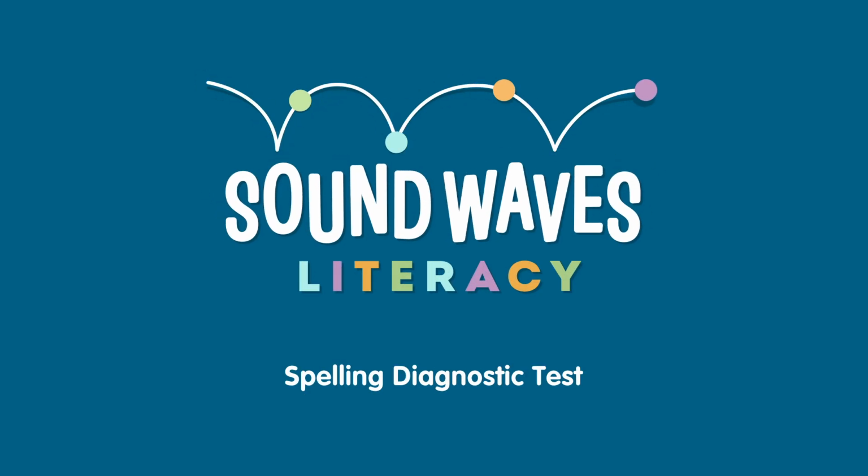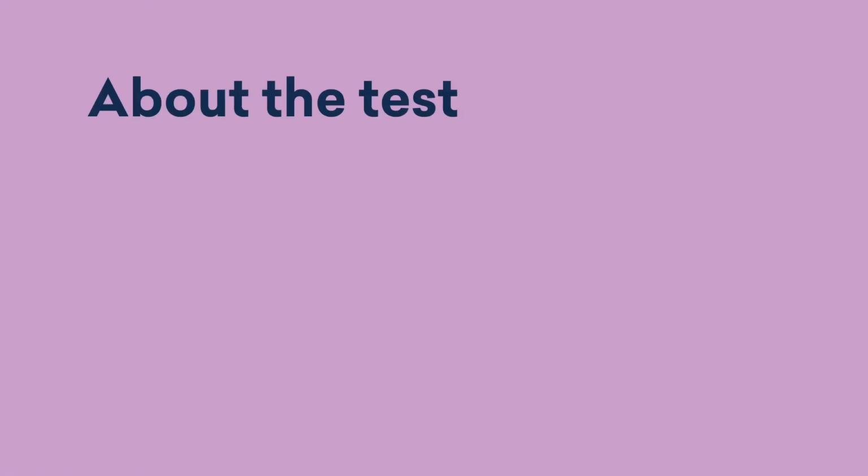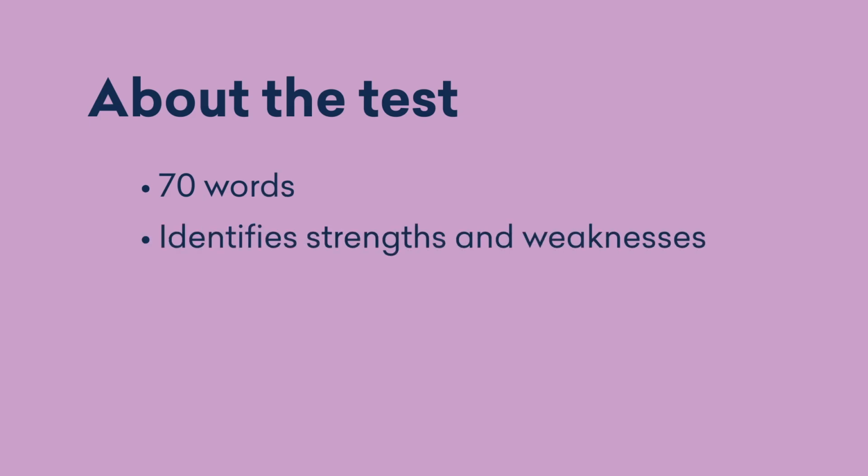We will explain what the Spelling Diagnostic Test is, how it works, and how you can use the results to support your students' spelling development. The Spelling Diagnostic Test is an assessment of 70 words that have been carefully selected to test students' spelling ability as they progress through the primary school years.